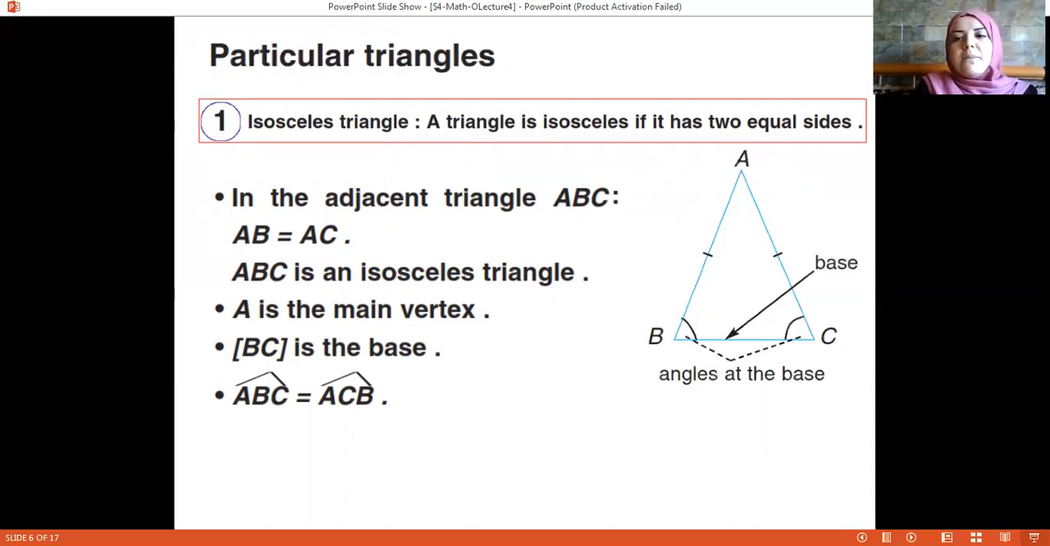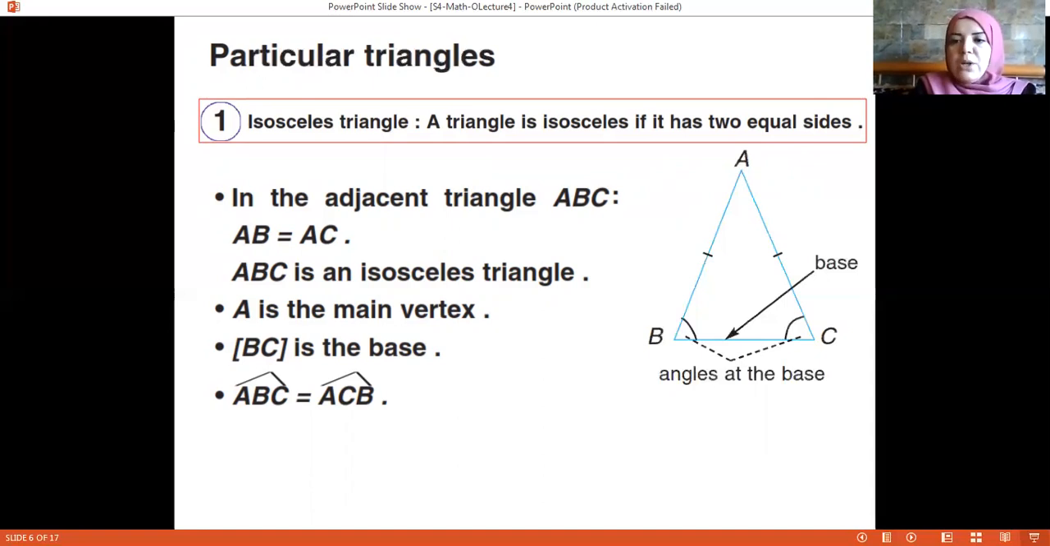Let us take another example. Suppose I told you that triangle KLM is an isosceles triangle of main vertex M. What does that mean? KLM is an isosceles of main vertex M. That means ML equals MK and MLK equals MKL. Okay, guys? So pay attention. You start by the main vertex and you tell me that MKL equals MLK and MK equals ML. So it's very important to mention the main vertex of the triangle.